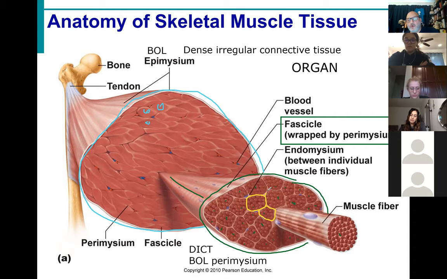So around these individual muscle cells, we have an areolar connective tissue that wraps around them, that, based on its location inside of the fascicle, we call an endomysium.